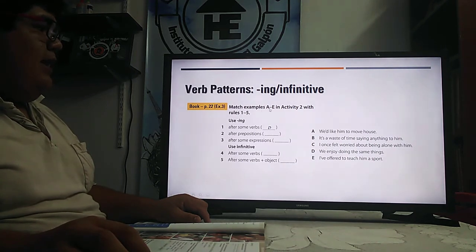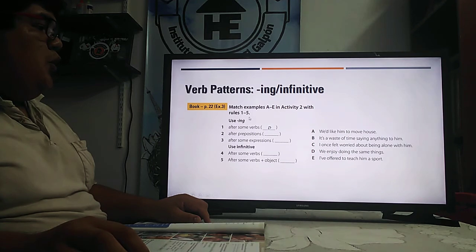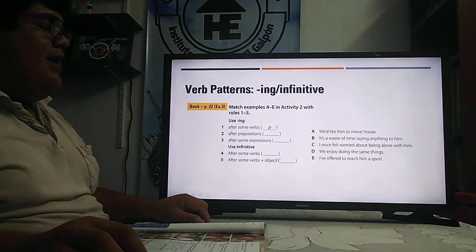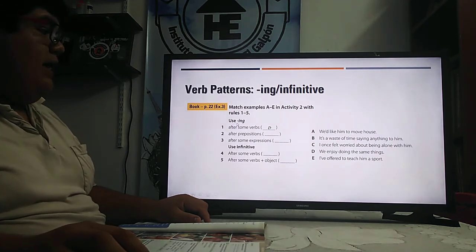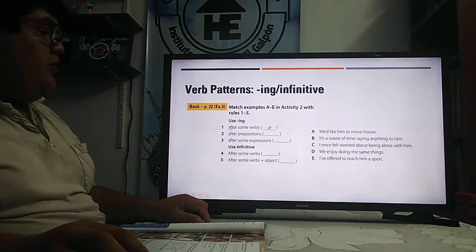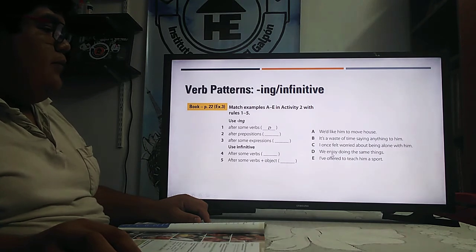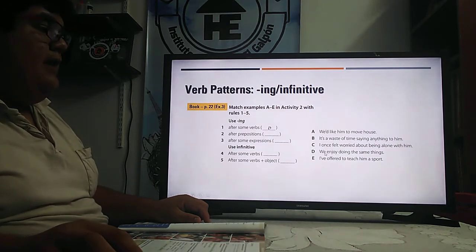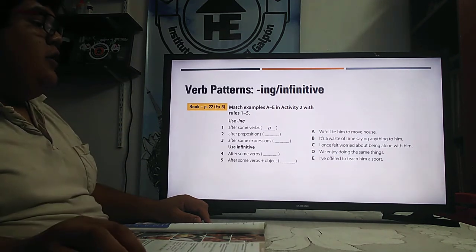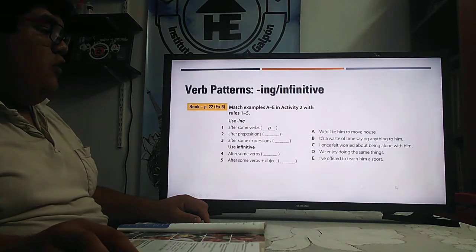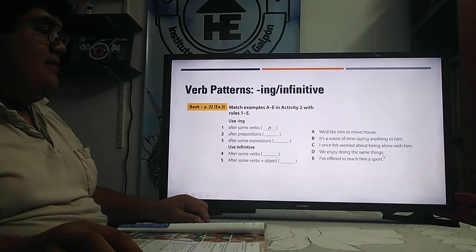Match the examples from A to E. These are the examples. They were from activity 2 with the rules 1 to 5. Here we have some of the uses of ing and the infinitive, yes. So we use ing after some verbs, yes. For example, the verb enjoy. Remember, the verb enjoy refers to a feeling. After the verbs of feelings like enjoy, love, hate, like, we have an ing form, yes. We enjoy doing the same things, this example says.